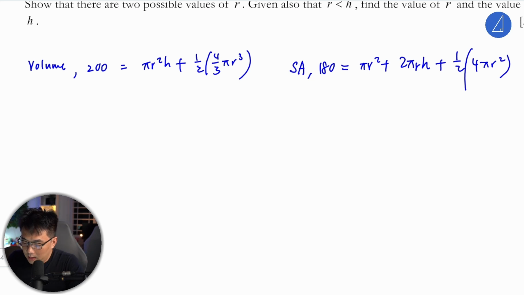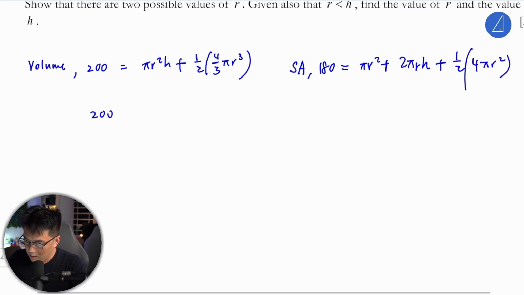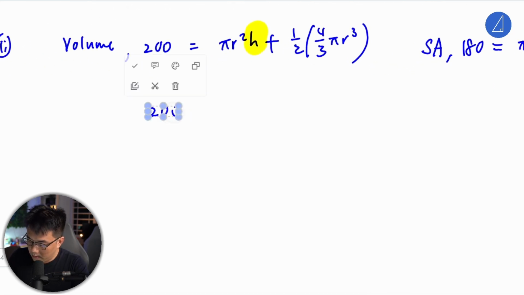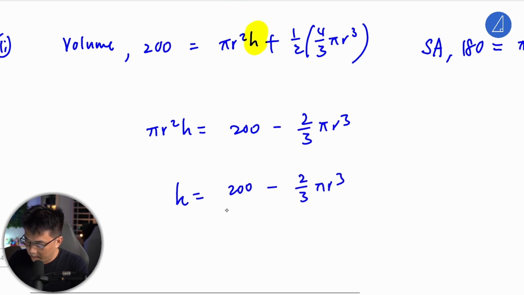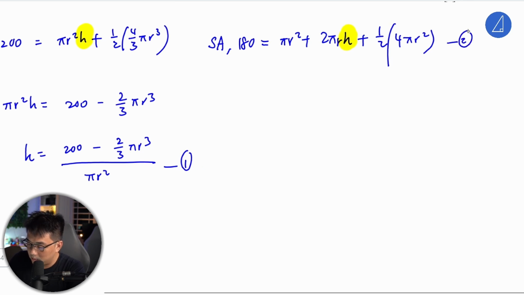Okay, so in this case, what I'm gonna do is actually just take out the 200 and make h the subject. I think h is the easiest to make the subject, right? So that will be pi r square h equals 200 minus 2/3 pi r cube. So h will just be 200 minus 2/3 pi r cube divided by pi r square. In this case, I'm going to take 1 and sub into the second one.